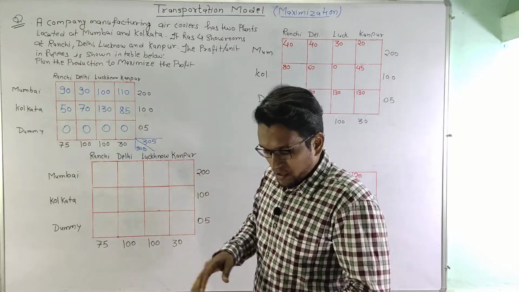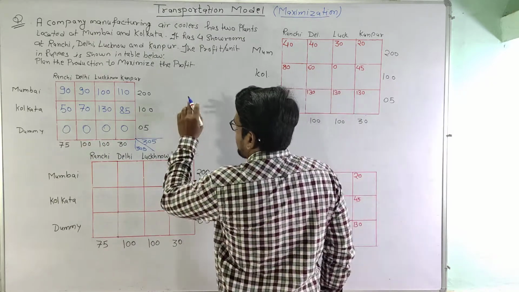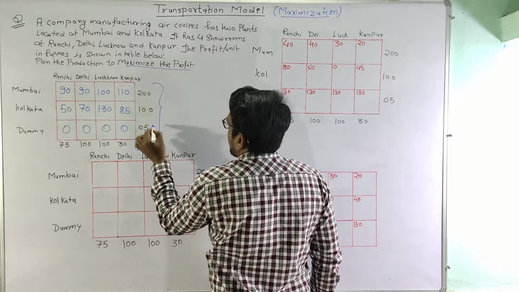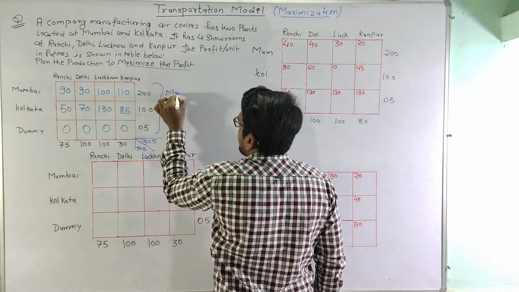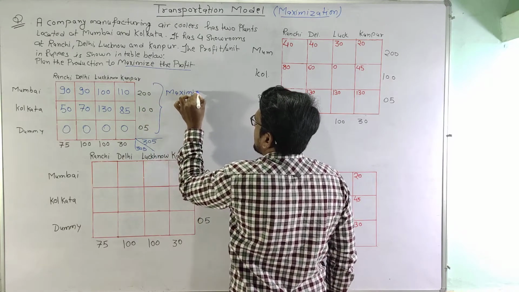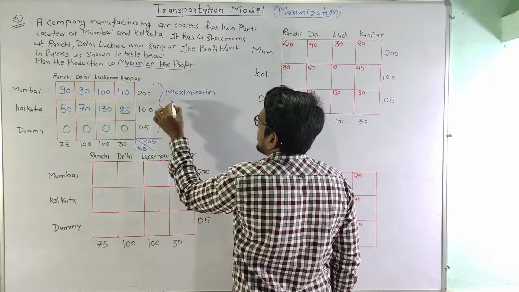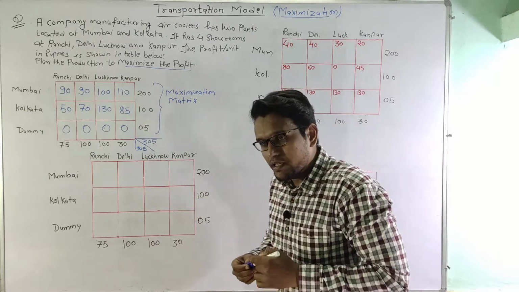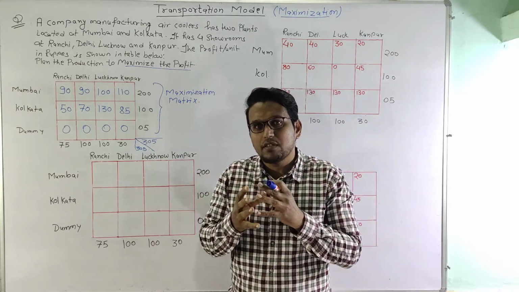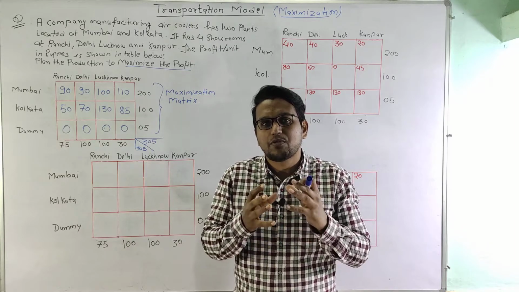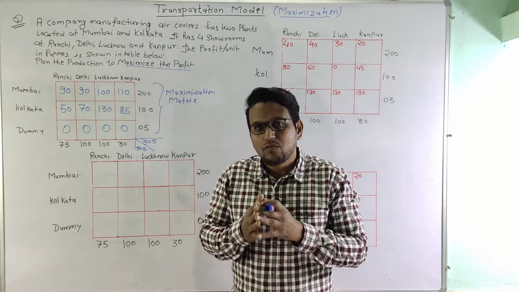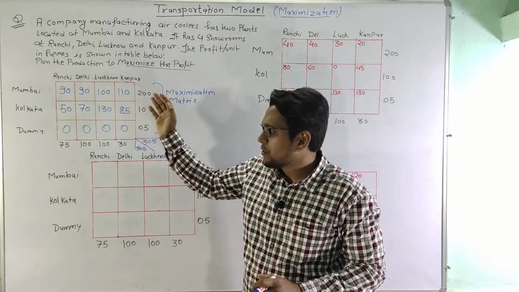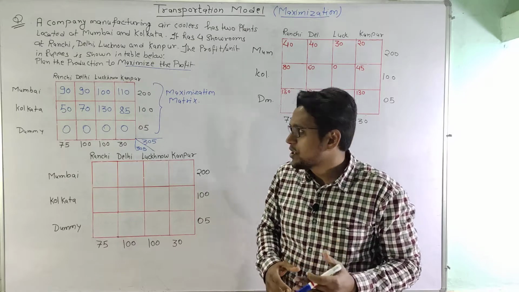So now our objective is to maximize the profit. That means this particular matrix is showing maximization, that is, a maximization matrix. Now first of all, we need to understand that we have always solved the problems in transportation for minimization. So we need to convert this maximization matrix into minimization form. So how are we going to do this?